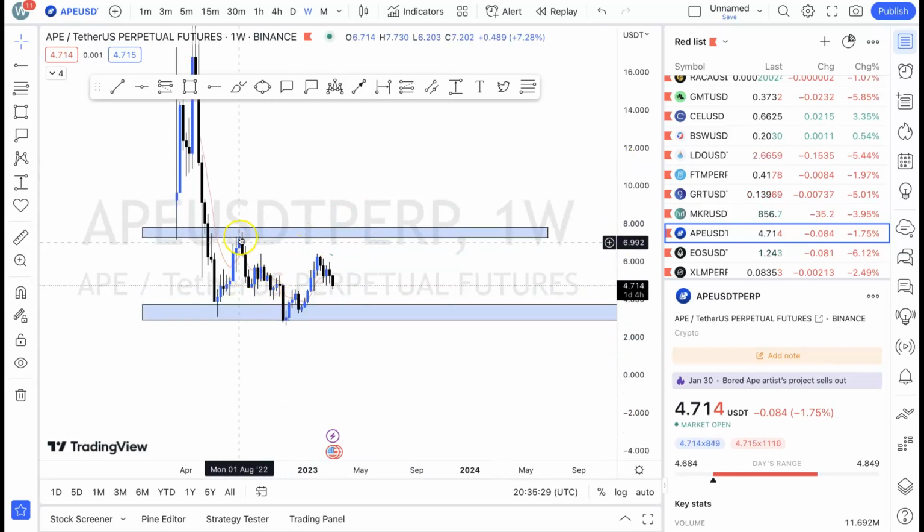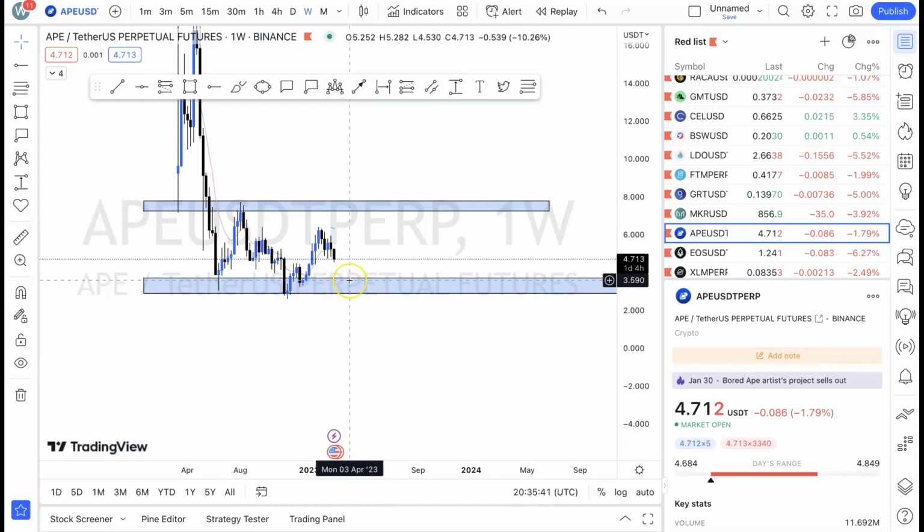So we've seen a little bit of a recovery. Price might be coming back to retest this zone. Then we're going to push higher. So keep your eyes inside these two levels. If we drop from here, then this might as well be the end of the project.